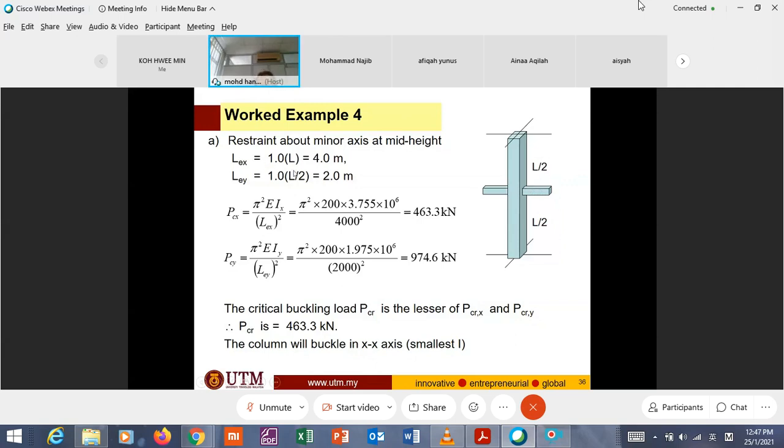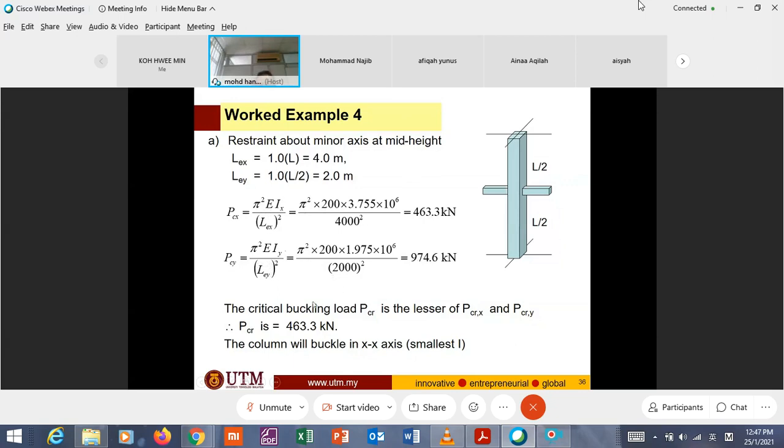Now LEY equal to L over 2. 1.0 is K. 1.0 depends on pin condition. If it is pin condition, 1.0. If it is fixed condition, 0.5. Therefore, PCX equal to 463 and PCY equal to 794.